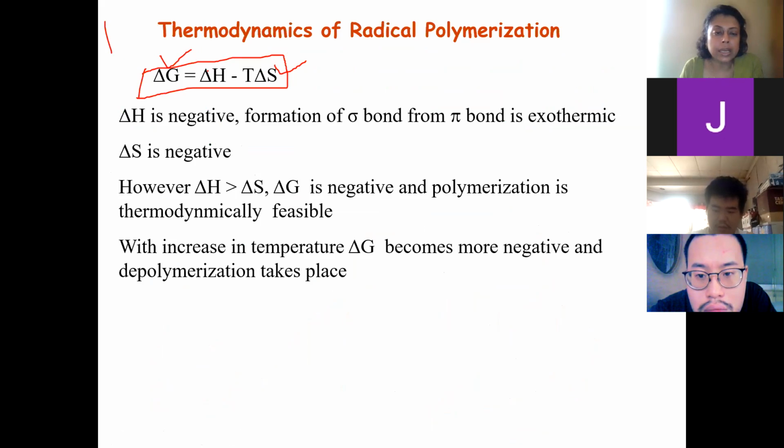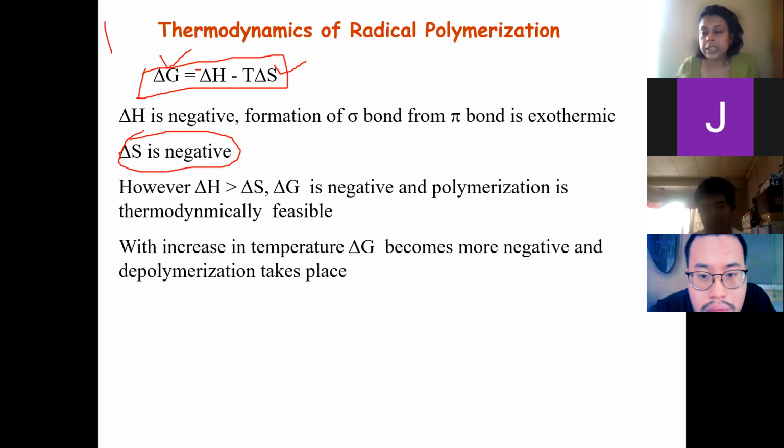Now, when you are doing polymerization, delta H is negative because the reaction is exothermic. But delta S is negative too, instead of being positive. Why is delta S negative? So delta S positive means, is it more randomness or less randomness? If delta S is positive, is the reaction becoming more random or less random? Please enter into the chat box. If delta S is negative, is the reaction becoming more random or less random? Yes, if delta S is negative, that means the reaction is becoming less random.